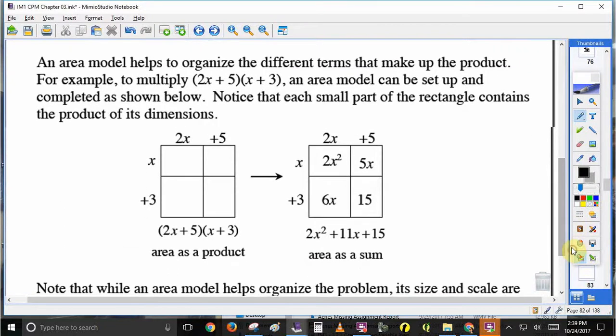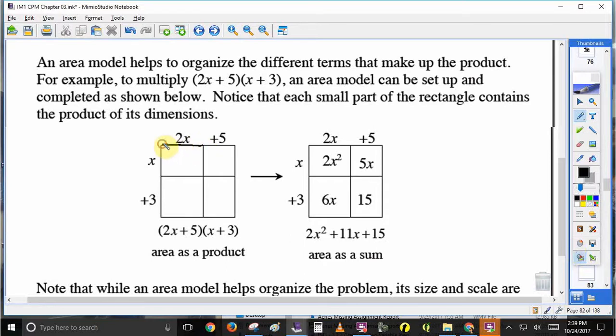An area model helps to organize the different terms that make up the product. For example, to multiply 2x plus 5 times x plus 3, an area model can be set up and completed as shown. Notice that each small part of the rectangle contains the product of its dimensions. So what do we mean by that?